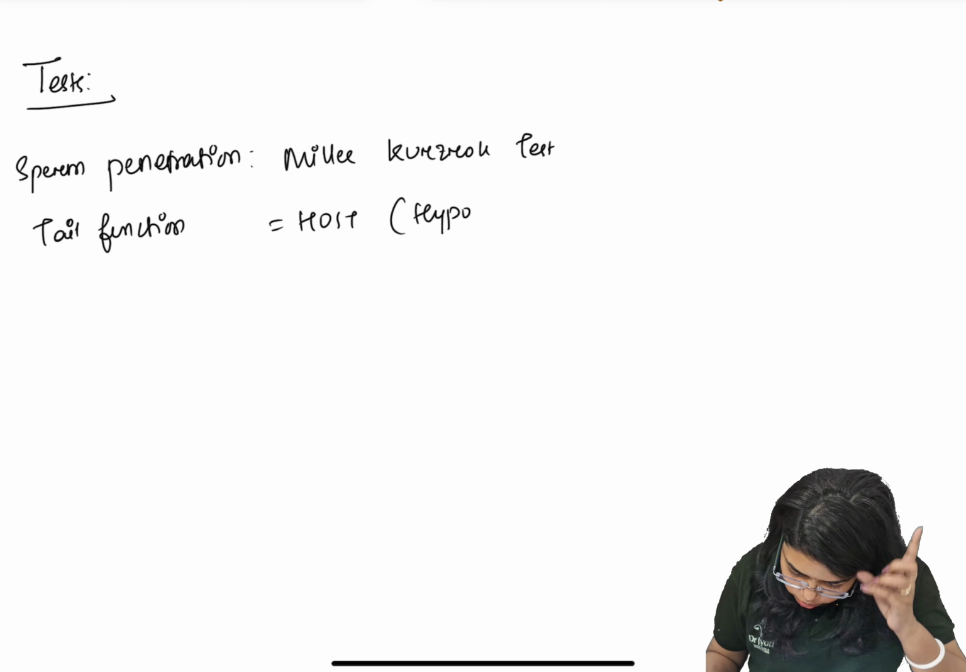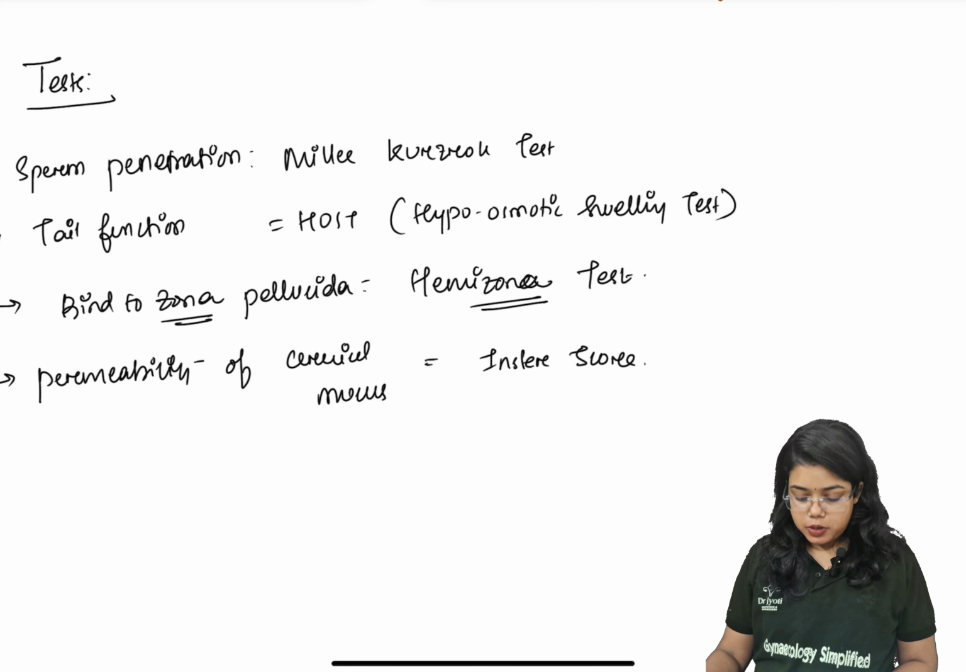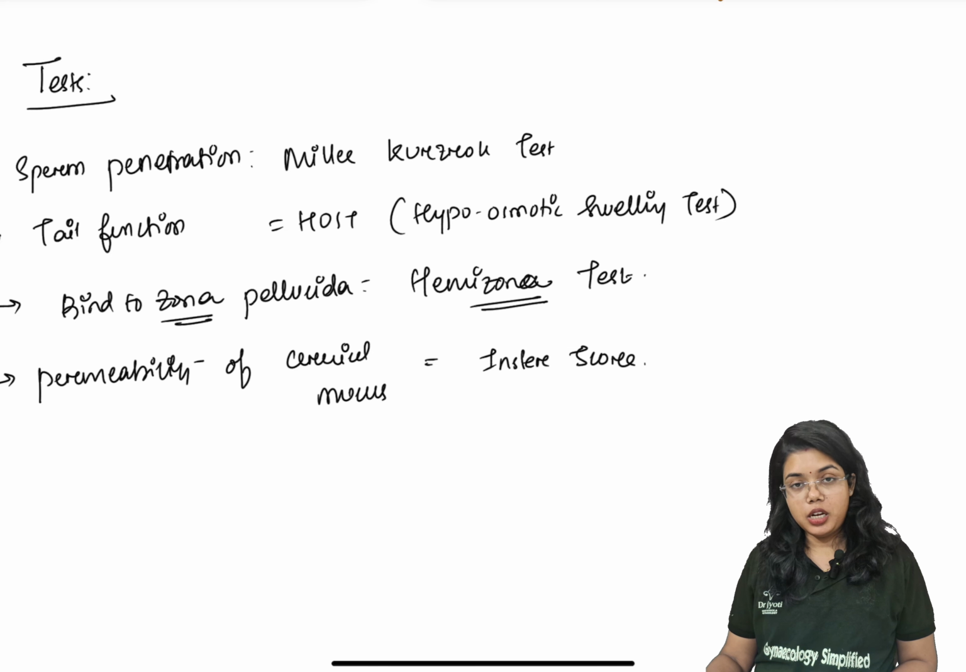And then, to know the permeability of the cervical mucus, we do the Insler score. So these are the tests you have to remember: for sperm penetration, for the tail function of the sperm, the ability of the sperm to bind to the zona pellucida, that is the hemizona test, and permeability of the cervical mucus, that is the Insler score.